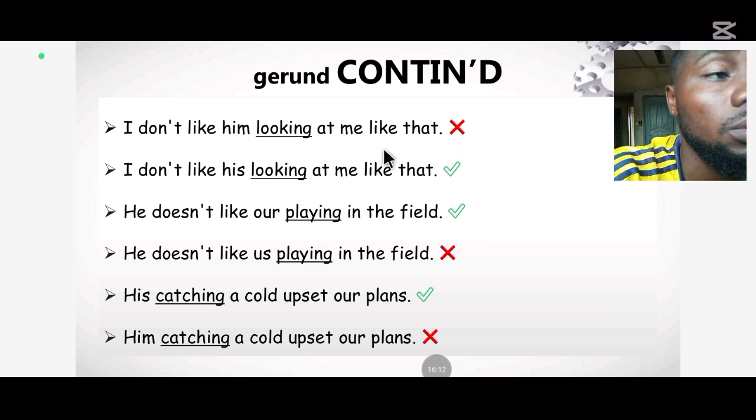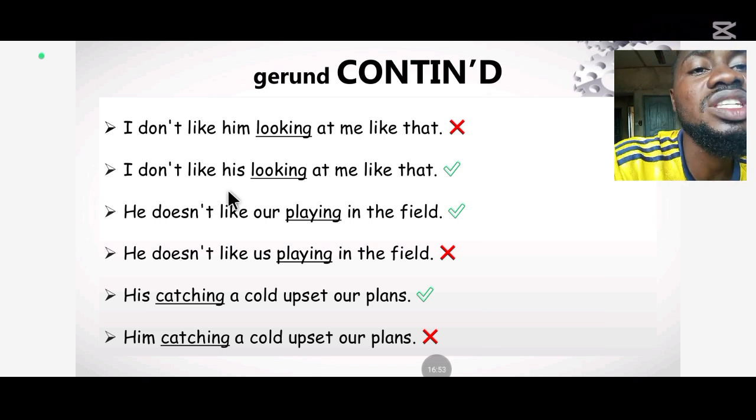That's wrong. Remember we said when there is a space before the gerund, the space should be filled with what? A possessive adjective. Is him a possessive adjective? No, it is not possessive. That's an indefinite pronoun. Let's look at the next. I don't like his looking at me like that. Correct. Because before the gerund, we have a possessive adjective, which is his.